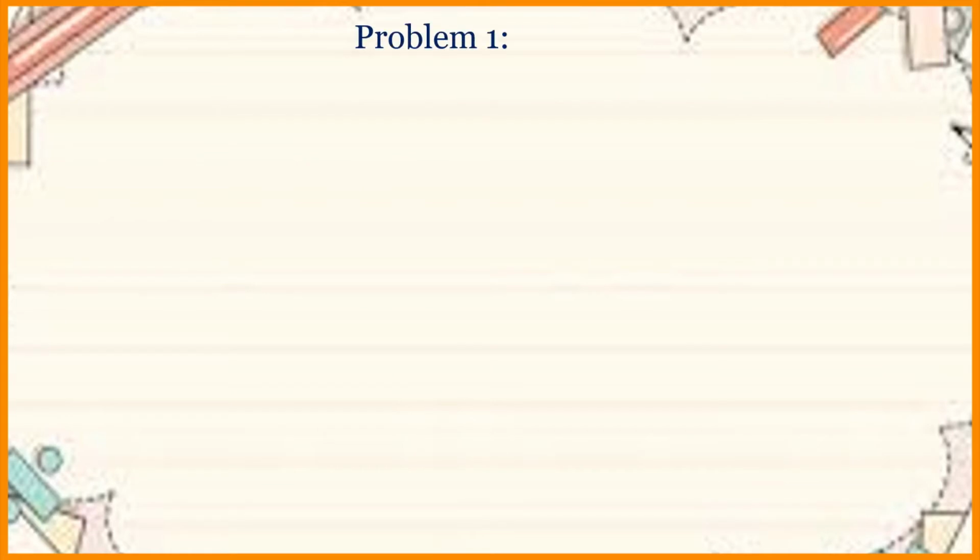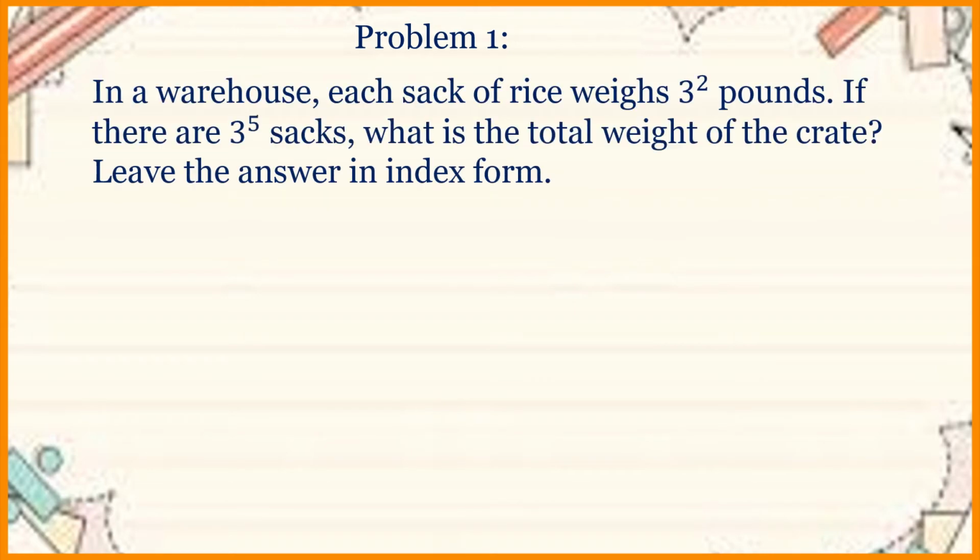Let us have problem number 1. Let us read all together the problem. In a warehouse, each sack of rice weighs 3 to the second pounds. If there are 3 to the fifth sacks, what is the total weight of the crate? Leave the answer in index form.